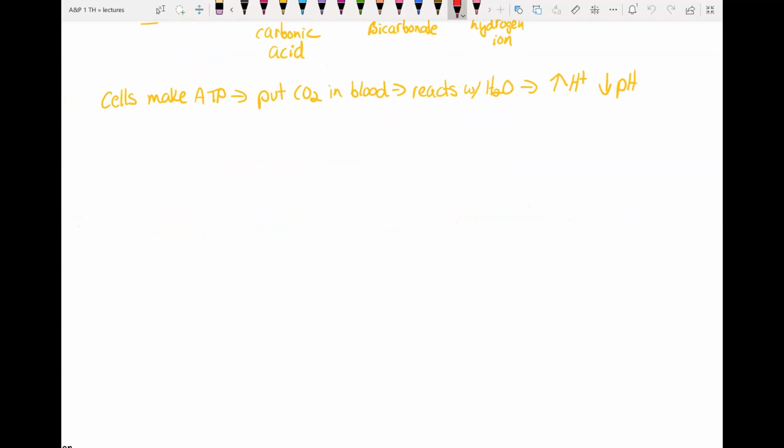Your blood has to stay at a pH of 7.4. Think about why it's dangerous to change that. You should know by now. If you change pH, you denature proteins. Enzymes are proteins. And remember, you rely on your enzymes to stay alive. It's so important to keep your blood at 7.4 so you don't denature your enzymes.